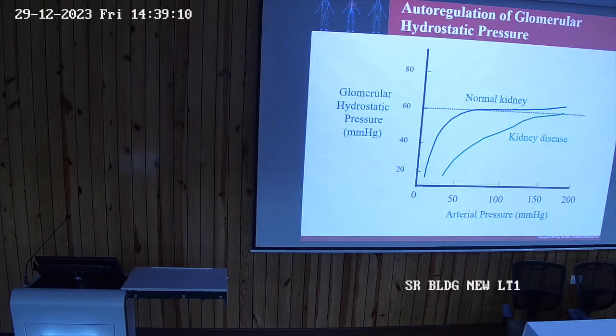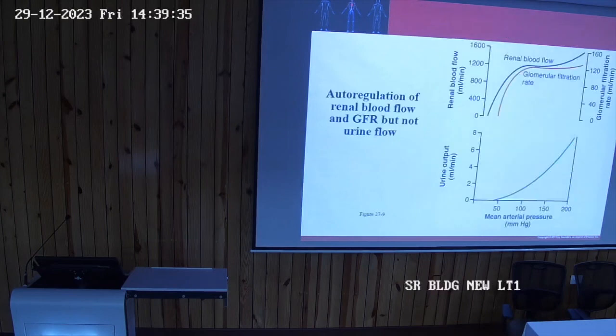नॉर्मल किडनी, ग्लोमेरुलर हाइड्रोस्टेटिक प्रेशर की वैल्यू कितनी रहती है 60, और आर्टीरियल प्रेशर अगर नॉर्मल रेंज में है, ऑटो रेगुलेटरी मैकेनिज्म की रेंज में है, तो 60 ही रहेगा। और अगर अनहेल्दी किडनी है तो किडनी डिजीज के केस में देयर इज चेंज इन द ग्लोमेरुलर हाइड्रोस्टेटिक प्रेशर। क्लियर? Okay, this is mean arterial pressure, auto regulation of renal blood flow and GFR, but not urine flow.